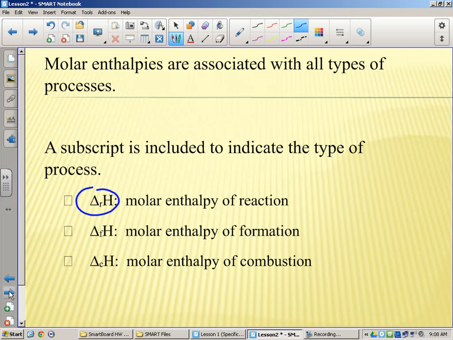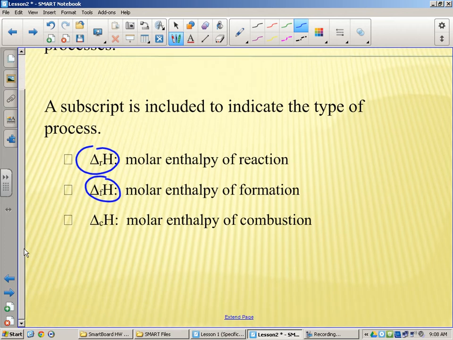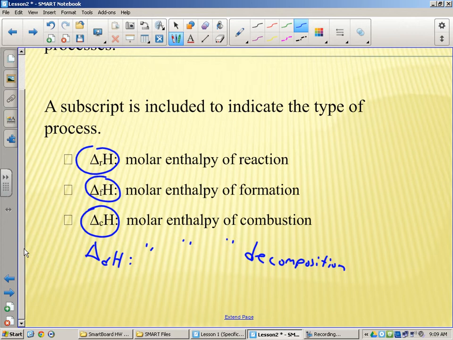Delta FH, F stands for the formation, so you'll see delta FH, molar enthalpy of formation. Delta CH would be a term that we would use for combustion. Another one that you may see occasionally is delta DH, which would be molar enthalpy of decomposition. So you could use that one as well.